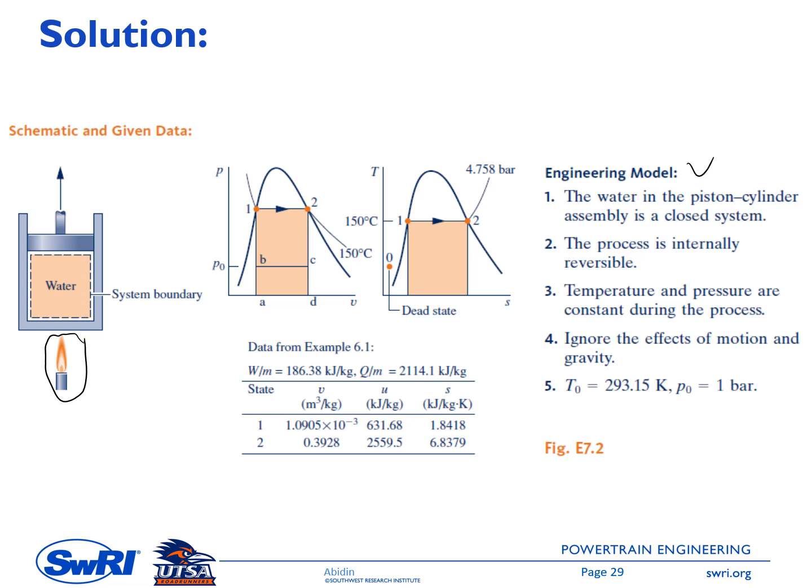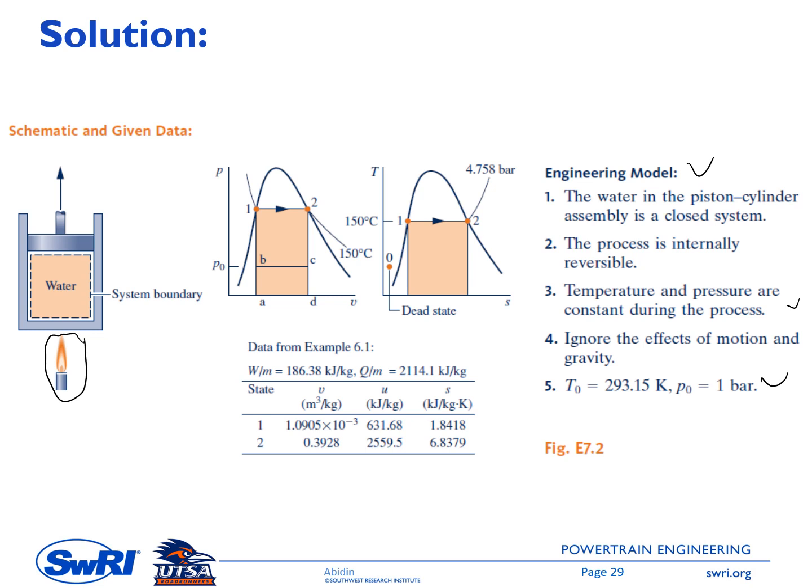First, the water in the piston cylinder assembly is a closed system, so it means there is no transfer of mass. Second assumption here, the process is internally reversible. Number 3, temperature and pressure are constant during the process. It's clear here. Number 4, we need to ignore the effect of motion and gravity. And number 5, this is the dead state condition, 293.15 Kelvin and 1 bar.